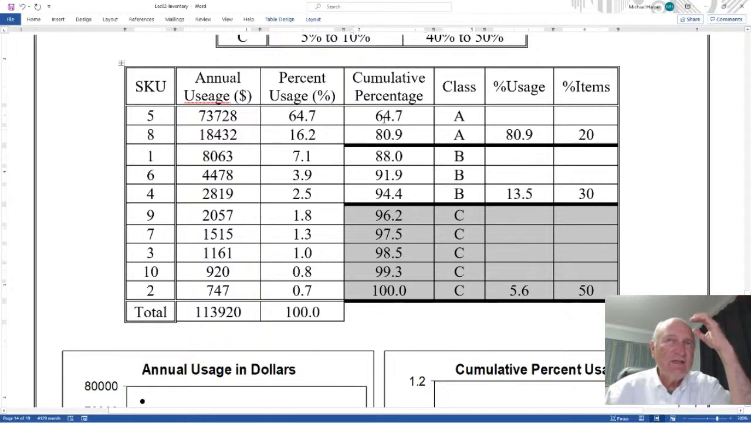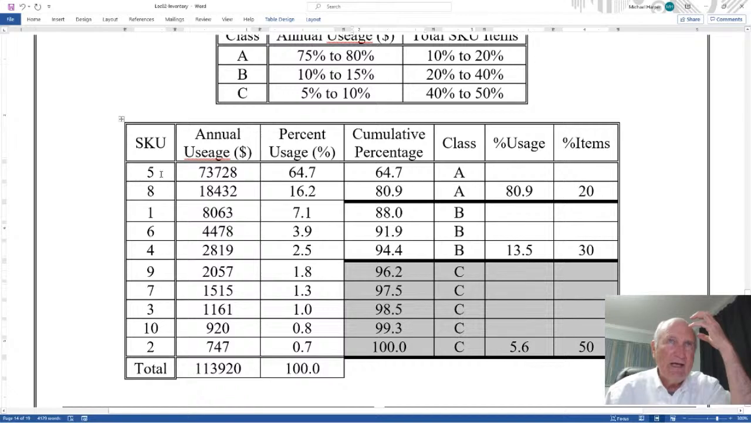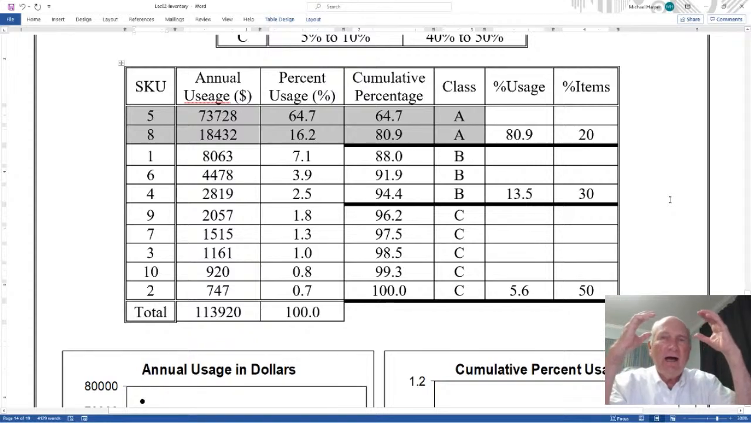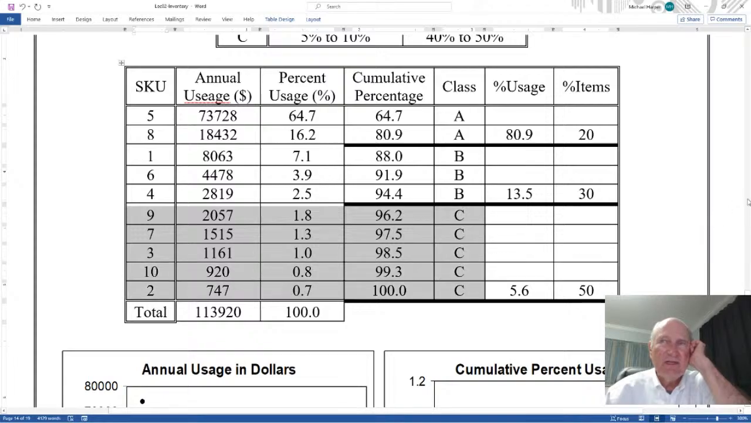Now the reason I classify them this way is because my SKUs 5 and 8 make up my Class A items. I'm going to focus most of my effort on those 2 items. Now my C items down here are my staple items. These are very low ticket items. I'm going to order in bulk, very large lot sizes, very infrequently, over 6 months. These are my paper clips and paper and pencils and erasers, that kind of thing.